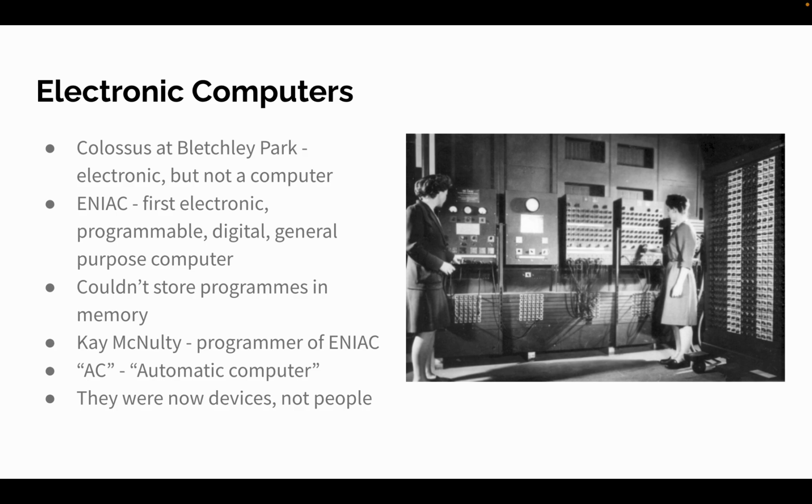So when we look at these electronic computers, we have a few. We have the Colossus supercomputer at Bletchley Park with Alan Turing and his team. While it was electronic, it was not technically a computer because again, it was designed for code breaking, a specific purpose, not general purpose. The ENIAC, I'm just going to pronounce the letters, is the first electronic programmable digital general purpose computer. This one ticks all the boxes that we've laid out earlier.